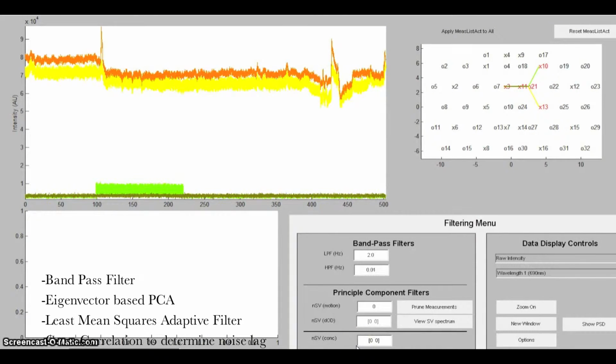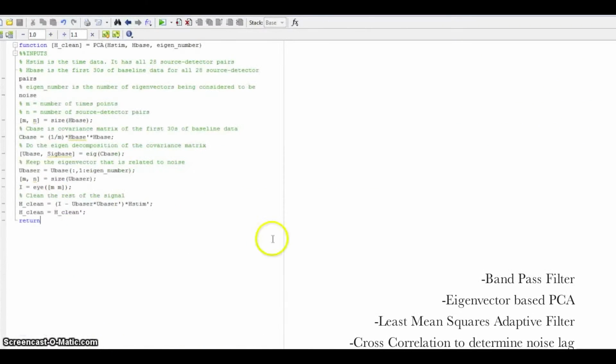For noise filtration, we initially execute a bandpass filter in the frequency domain. Through an eigendecomposition of the covariance matrix, we utilize principal component analysis to remove noisy eigenvectors corresponding to the two largest eigenvalues. Care must be taken to optimize the trade-off between noise reduction and signal retention.